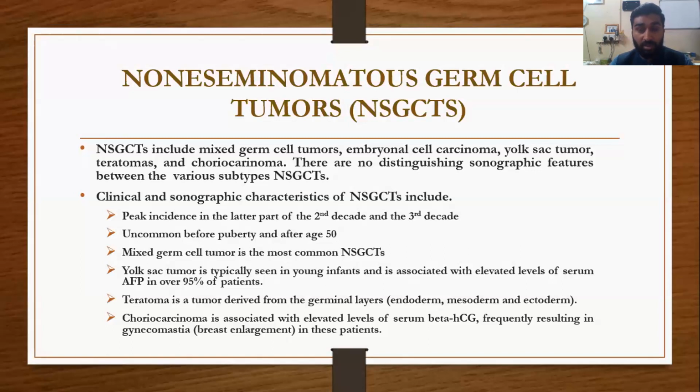Yolk sac tumor is typically seen in young infants and is associated with elevated levels of serum alpha-fetoprotein in over 95% of patients. Teratoma is a tumor derived from the germinal layers: endoderm, mesoderm, and ectoderm. Choriocarcinoma is associated with elevated levels of serum beta HCG, frequently resulting in gynecomastia, which is the enlargement of the breast in these patients.